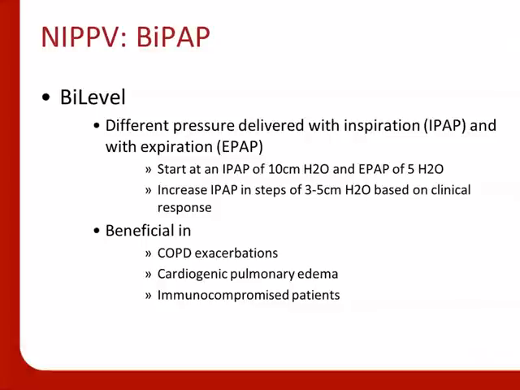And so you increase the pressures and you can follow their blood gas and get an idea if their ventilation is improving and their CO2 is decreasing, then they're doing well. If they're not, you can try increasing the inspiratory pressure to try and increase the tidal volume. Now, for patients who are both hypercarbic and hypoxemic, you can increase the inspiratory pressure to help with the CO2 part of it, and then you can increase the EPAP or the expiratory pressure to help with oxygenation. And you can see this is beneficial in COPD patients, the cardiogenic patients, and also in immunocompromised patients.